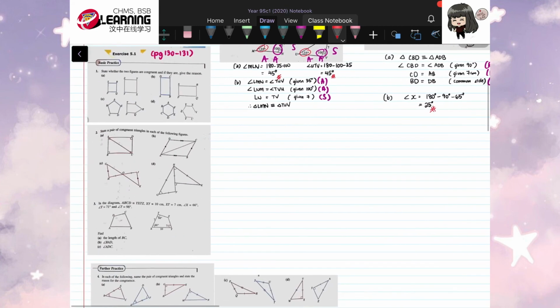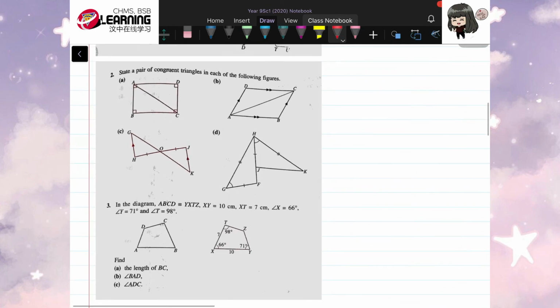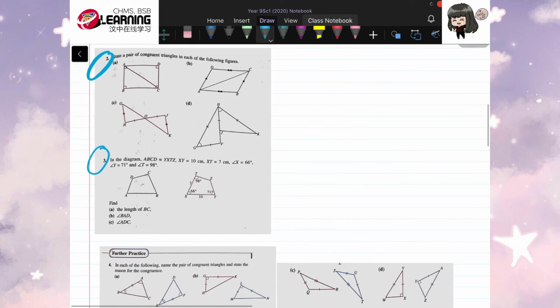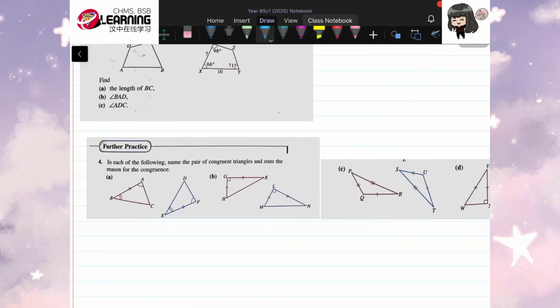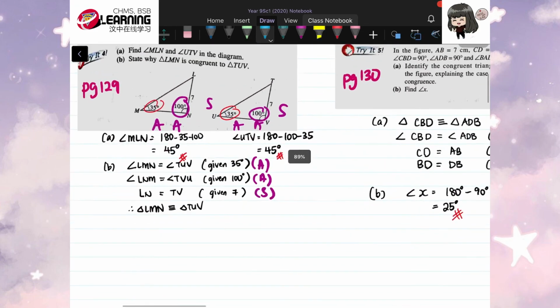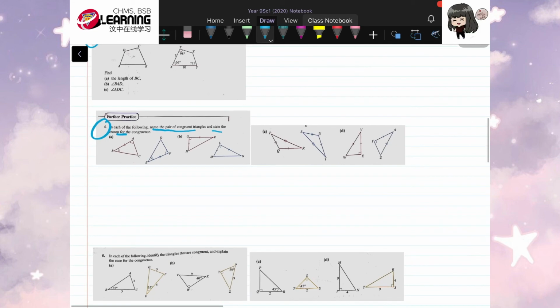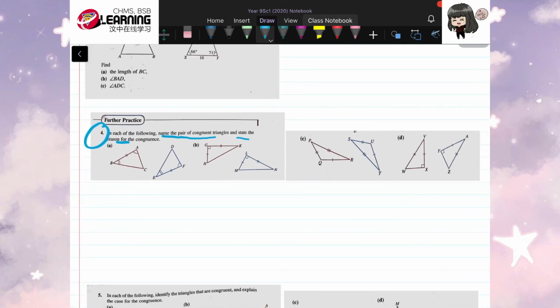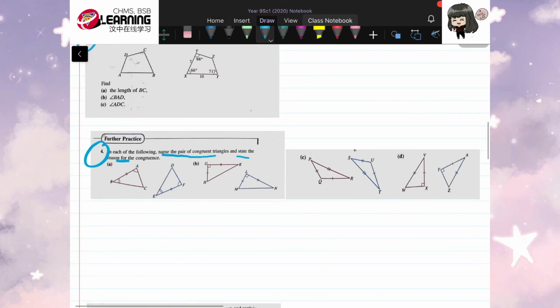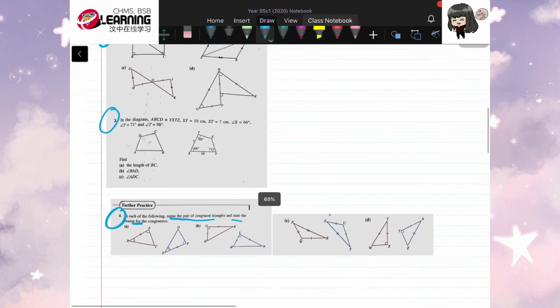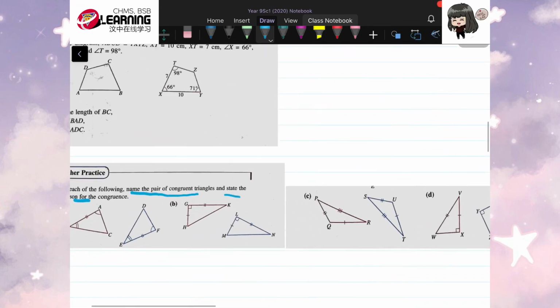Now I want you to do question 2 as homework. Question 2, question 3, and question 4. For question 4, remember your name, the pair of congruent triangles, and state the reason. You need to write down all 3, just like how I mentioned here. Not just write AAS, you need to write down which angle is the same, which side and which side are the same. You try this first, number 4, and then we will discuss in the next lesson.